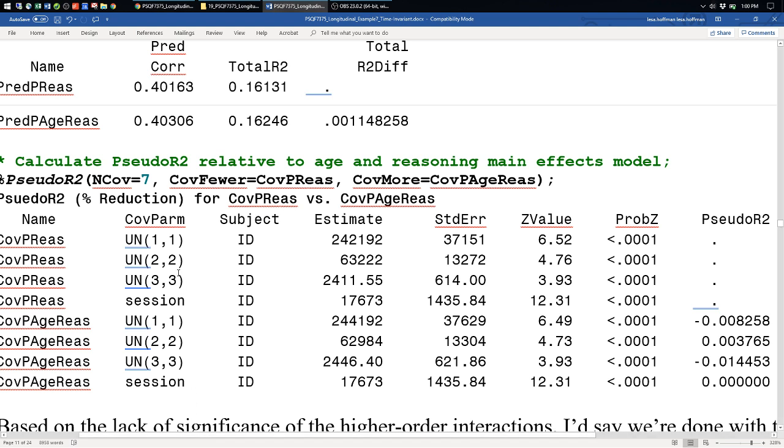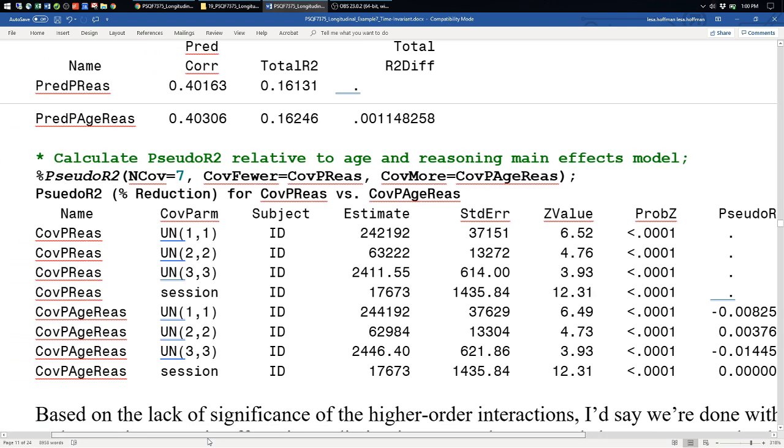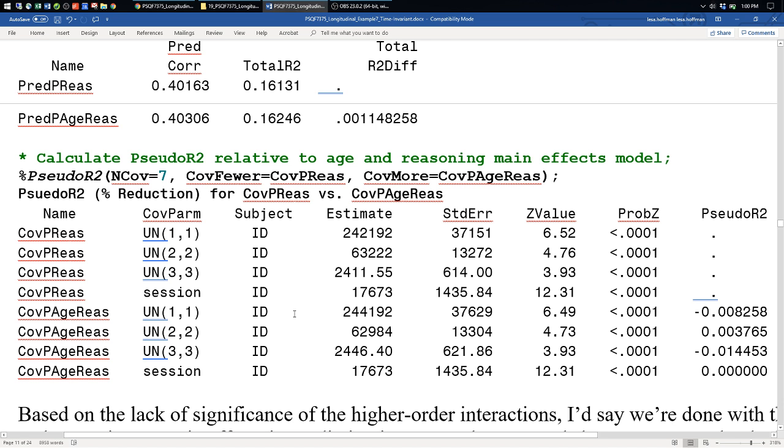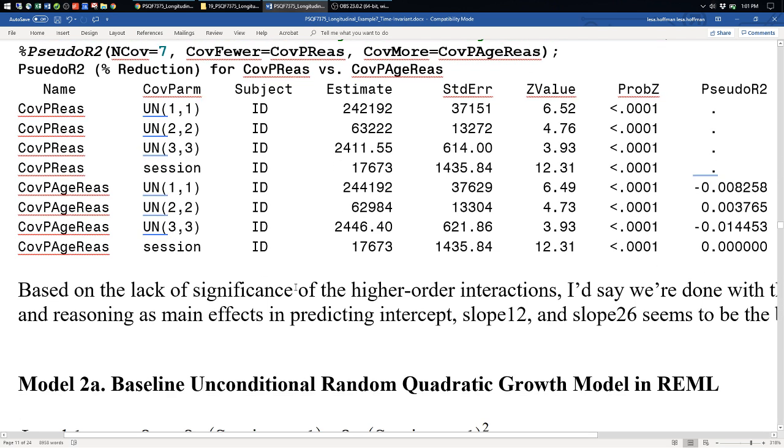Now we have a pseudo R square here. Which term should have reduced the intercept? And I say should have because it didn't, but it should have. So I've got three new terms: age by reasoning, age by reasoning by slope 1, 2, and age by reasoning by slope 2, 6. Which of those three should have reduced the intercept? Age by reasoning by itself.